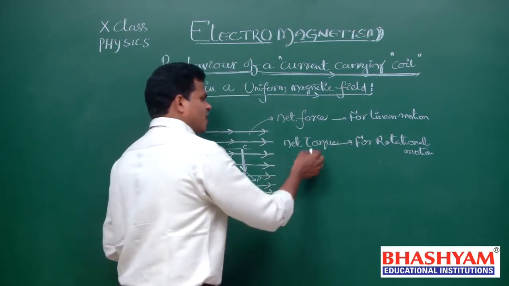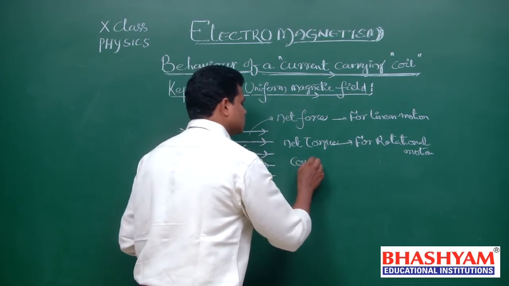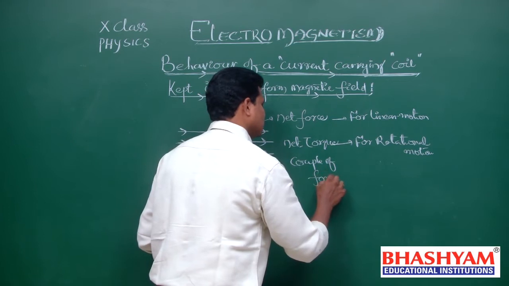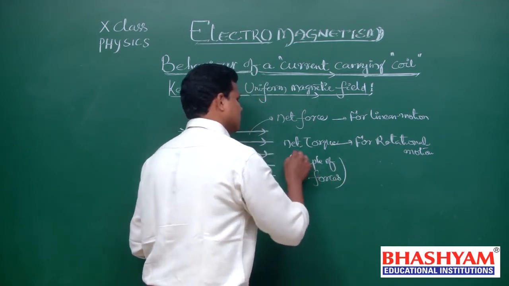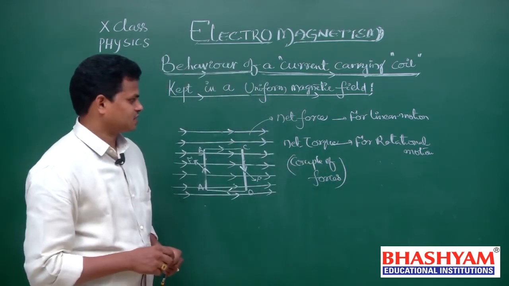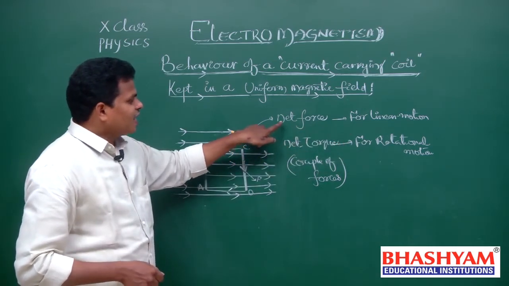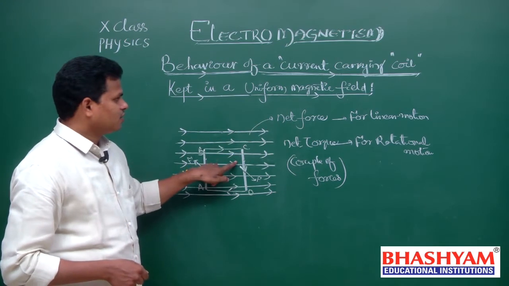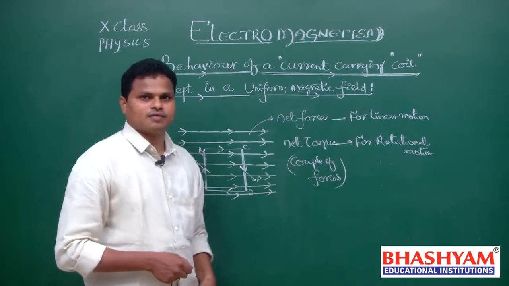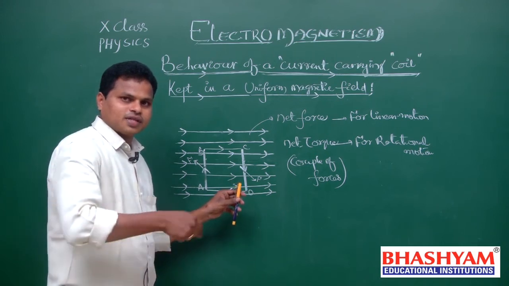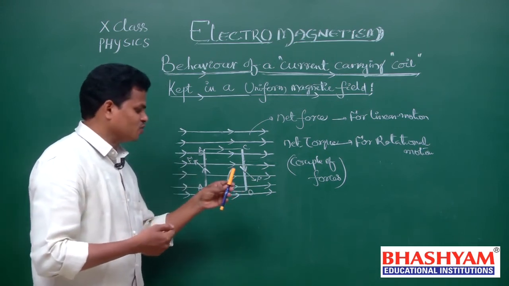Net torque means a couple of forces. If there is a net force on the coil, there is a linear motion, which means the coil moves like this.